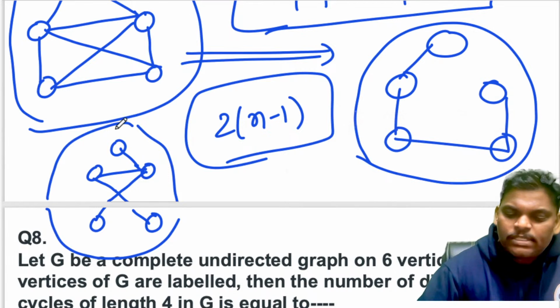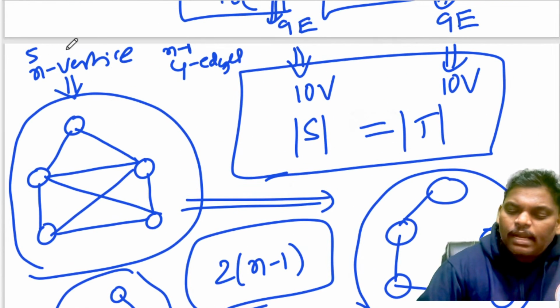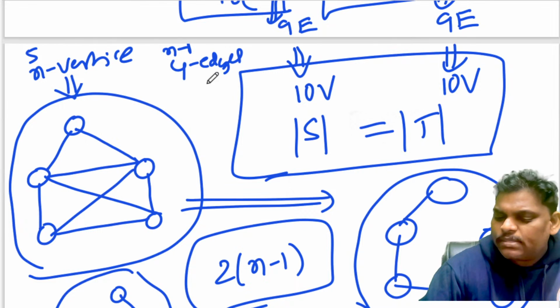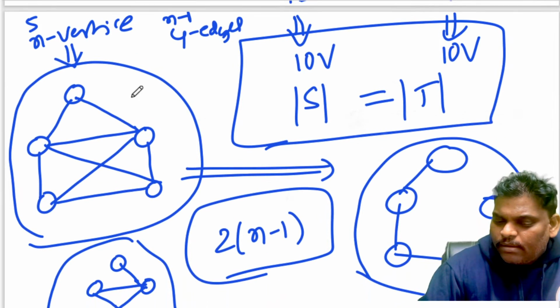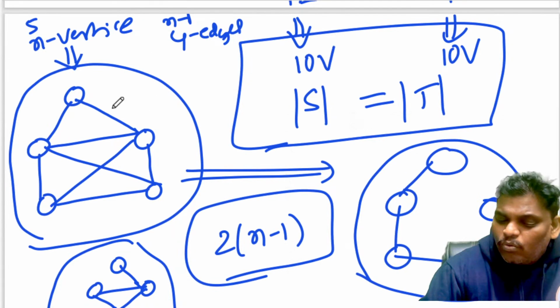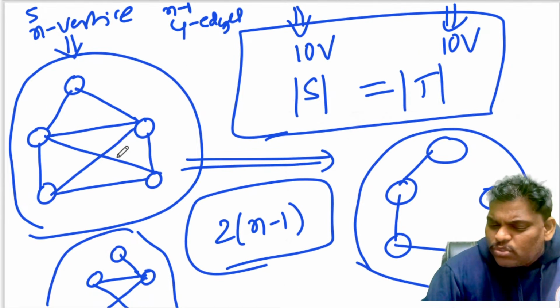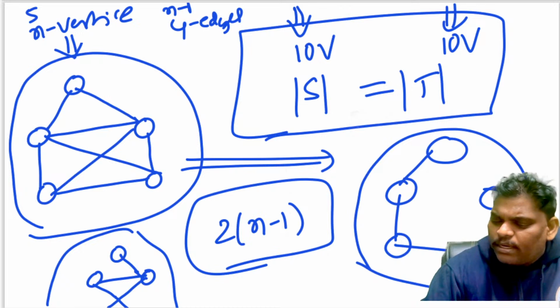So I am repeating once again. Graph contains 5 vertices, the spanning tree contains 4 edges. Now the original graph contains 8 edges. 2 into 4, 8. So 8 means 2 times 4. So 2 spanning trees are possible.